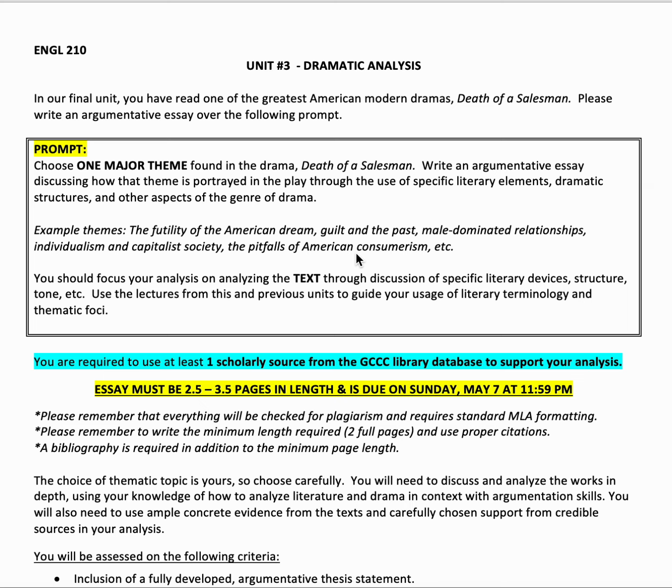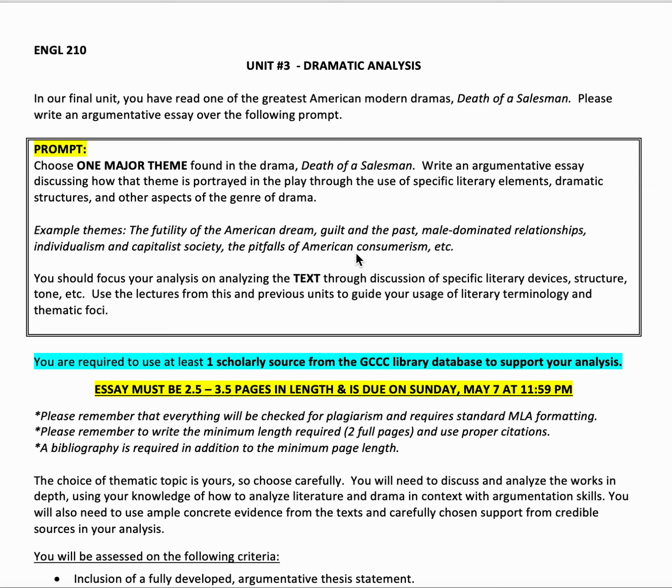Then use the lectures that you've seen in this unit, and in previous units as well, to help guide your analysis. Remember to integrate that specific literary terminology, whether that's dialogue, or in this case stage directions, or character development, or setting, plot, conflict, whatever it might be, and that thematic focus.